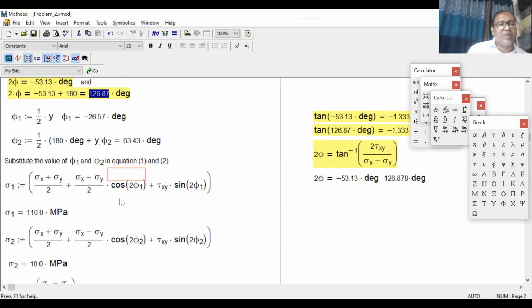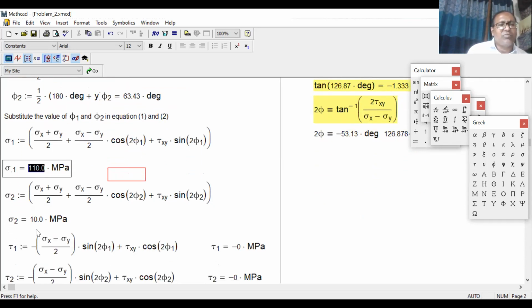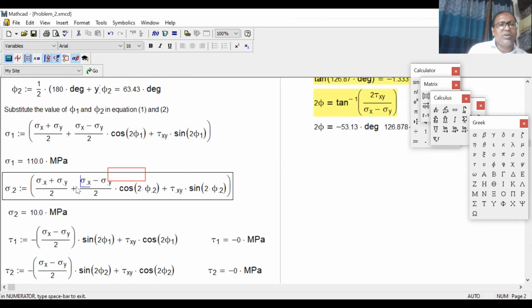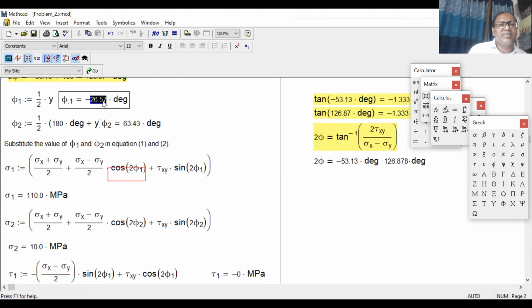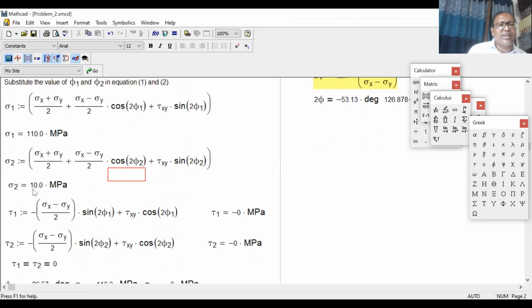Okay. So after putting the first angle, phi 1, I'm getting 110. And the second angle I put, I got 10 megapascal. Now this one I got for this angle, minus 26.57, then I got 110. When I put 63.43, or you can put the direct 2 phi angle, then we got 10. And I put those angles in the tau equation, and we got 0. Both cases you see.